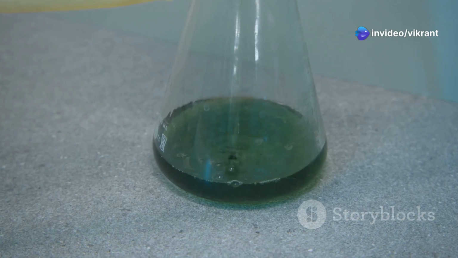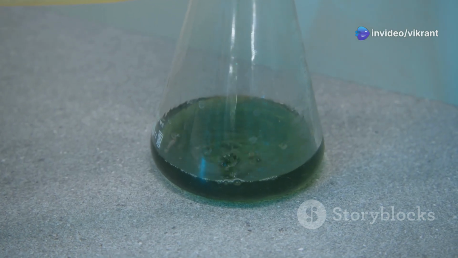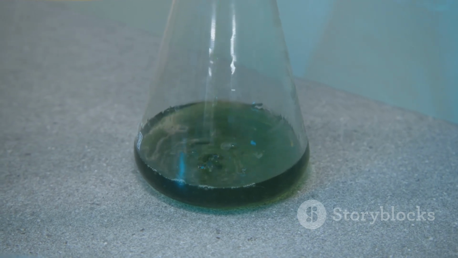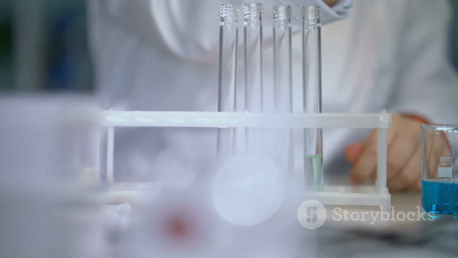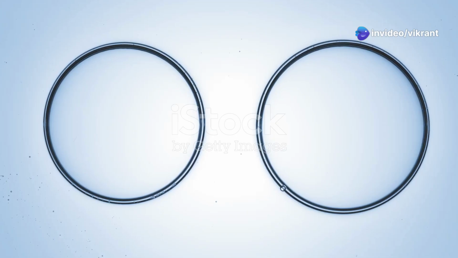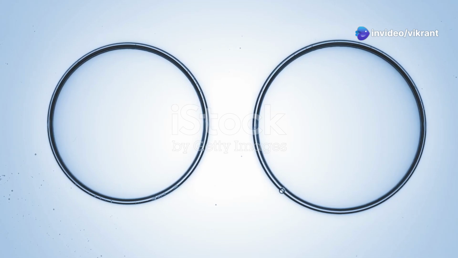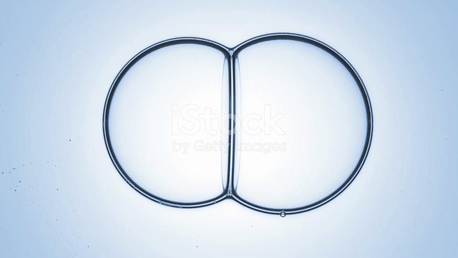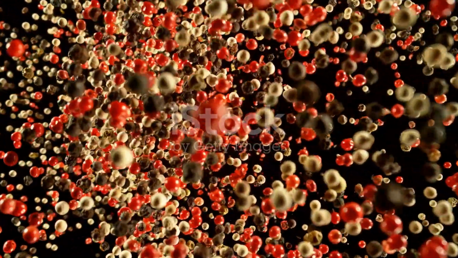In SN1 reactions, the unimolecular part is key. It means that the rate of the reaction depends only on the concentration of one reactant, the molecule undergoing substitution. Picture this. A molecule decides to break up with its attached group, creating a vacancy. Then, another group, called a nucleophile, which is attracted to positive charges, swoops in to fill that vacant spot. It's like a game of molecular musical chairs.